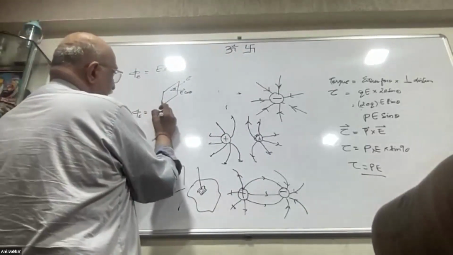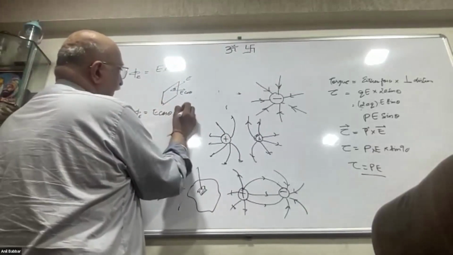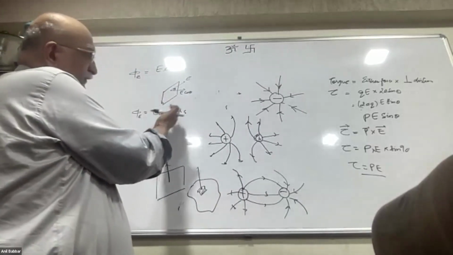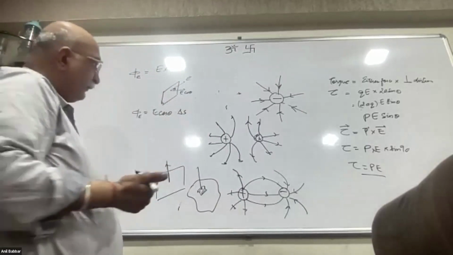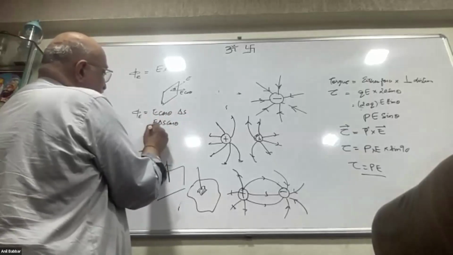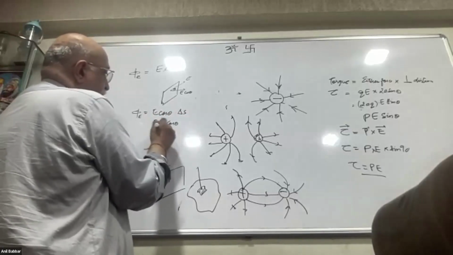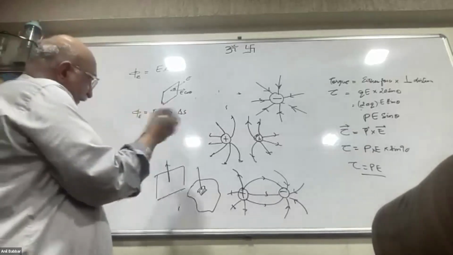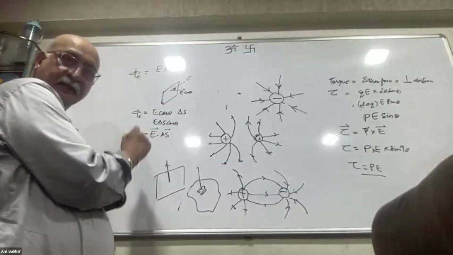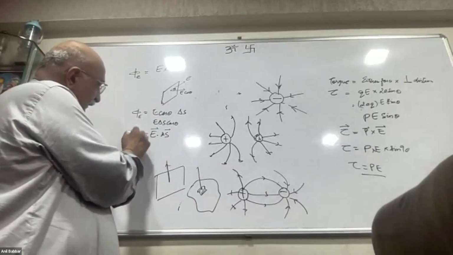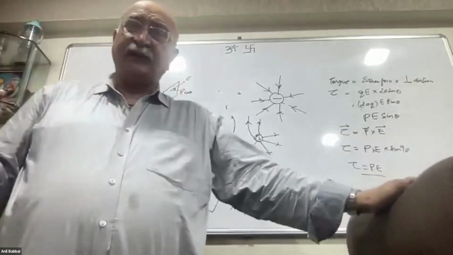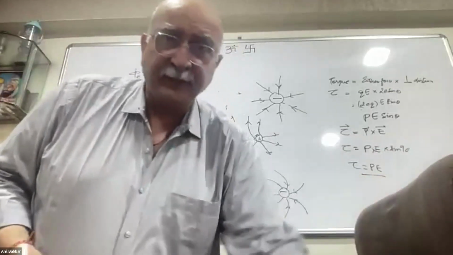E cos theta delta S. Since there is a cos theta involved, it's a dot product. So we can write it in the form of the dot product as E delta S cos theta, or E dot delta S. This is flux, electric flux. We can also define electric flux as the change in the number of electric field lines passing through unit cross-section area perpendicular to it.